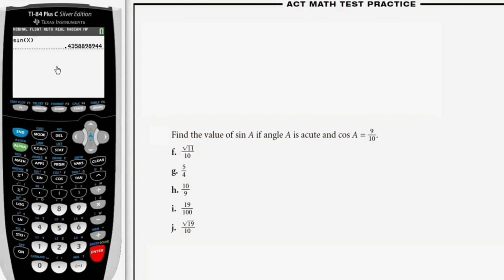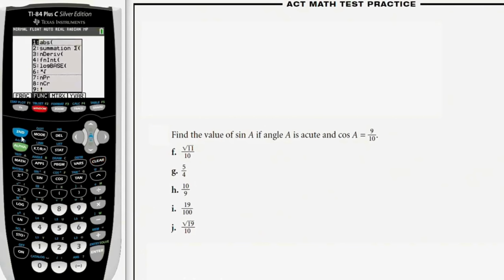So we have 0.435. Right now, let's simplify the options. Anyone that gives us 0.435 will be the answer. Let's begin with option J and proceed upward. So option J, we have a fraction.